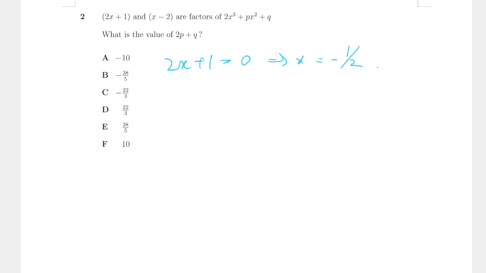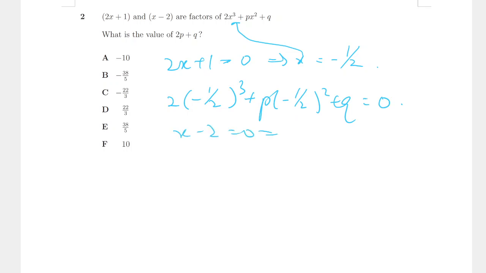Negative 1/2, good. So then we jam it in. So 3 times negative 1/2 cubed plus p times negative 1/2 squared plus q equals 0, and that's what the factor theorem tells us. Same logic. The other guy, x minus 2 is 0, which means that x equals 2. So when we sub in 2, it should give us 0 again. So 3 times 2 cubed plus p times 2 squared plus q equals 0.